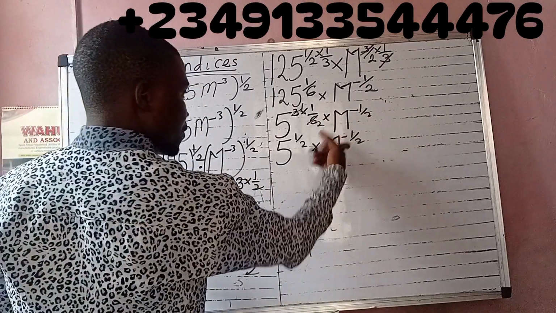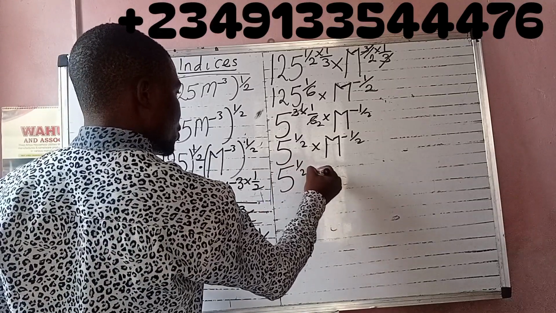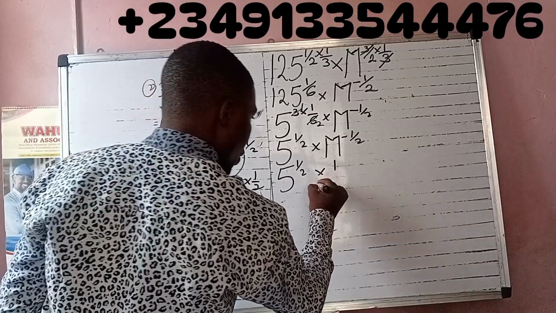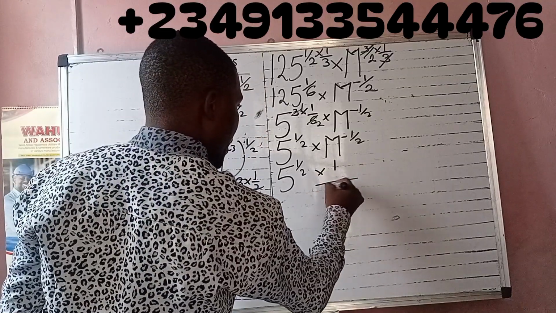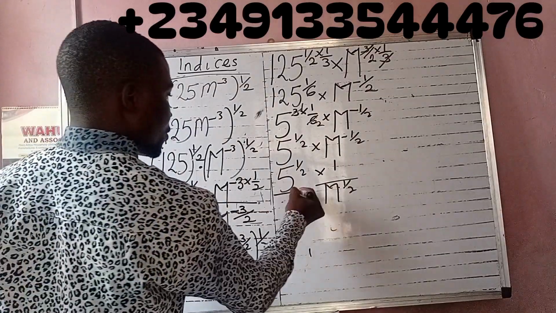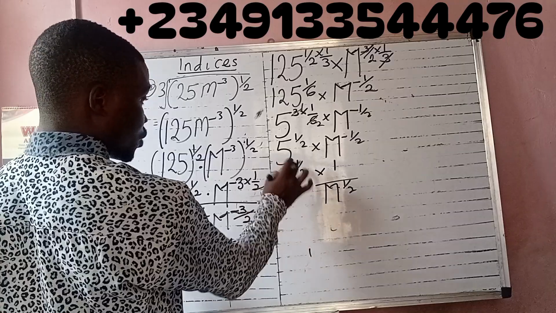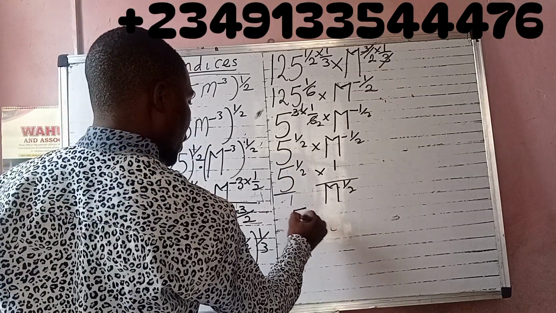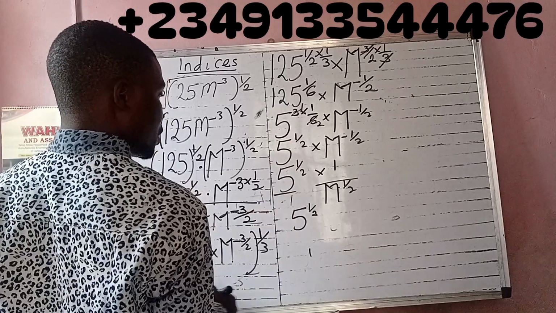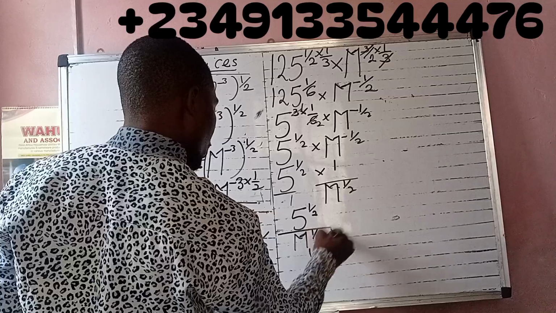Looking more interesting. Let's solve this part because of this minus. So we have 5 to the power 1 over 2 times, now this negative sign will change to 1 over m to the power 1 over 2 here, 2 over 1 to balance the equation. Now 5 to the power 1 over 2 here times 1 over, we have m raised to the power 1 over 2.